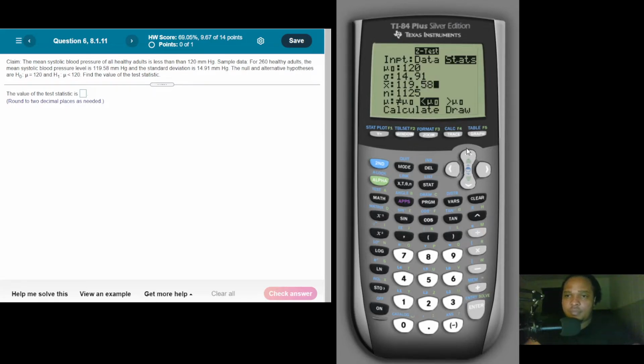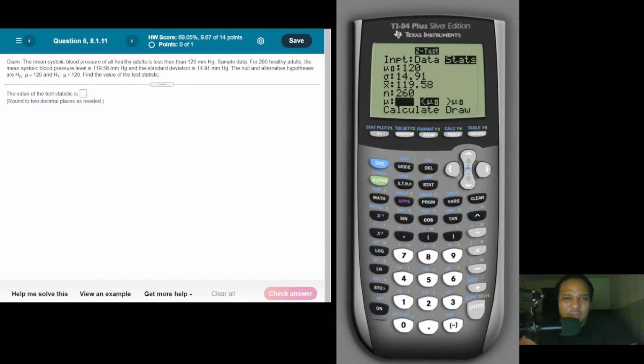119.58. What is your sample size? Sample size 260 healthy adults. You can see it right there. 260. I'm just skimming for everything. This may not be the best practice, but you want to scrutinize everything. Remember, reading is fundamental. But I've done this quite a few times, and I'm prone to mistakes as well. Statistically, I'm going to make at least one mistake in one of these videos, but it's not the end of the world. As long as we know what we're doing at the end of the day, that's all that matters, right?